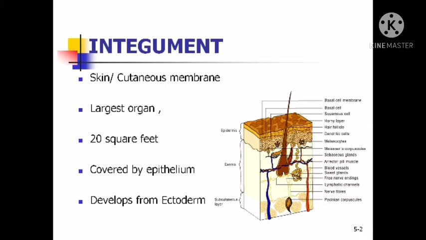The integument, also called the skin or the cutaneous membranes, all three are one and the same thing. It is the largest organ. It has 20 square feet of surface area, and it is covered by epithelium, and it develops from ectoderm in embryological life.